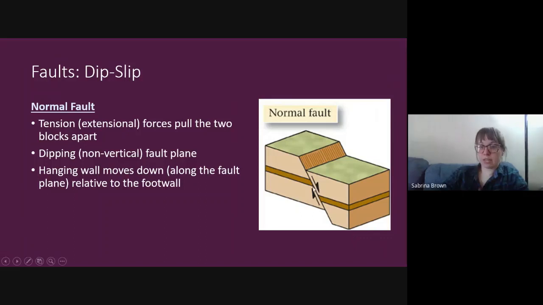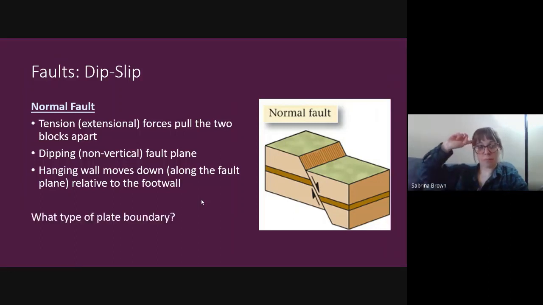And all right, so if we're standing on our fault plane here, that means this block would be our foot wall. That's where our feet would be. This one would be our head wall. That's where our head would be if we were standing on the fault line here. And as the blocks move away from each other due to those extensional forces, then the head wall is going to move down relative to the foot wall. So in normal faults, the head wall is moving down relative to the foot wall.